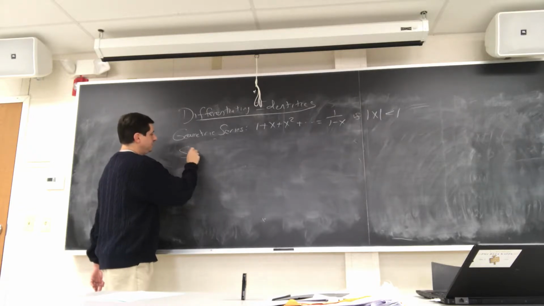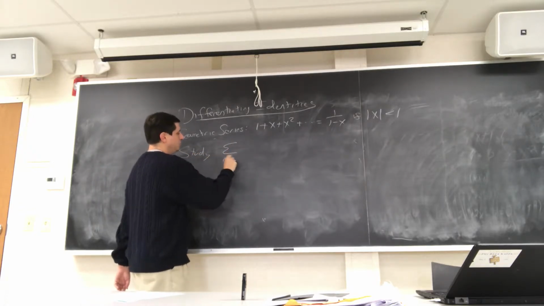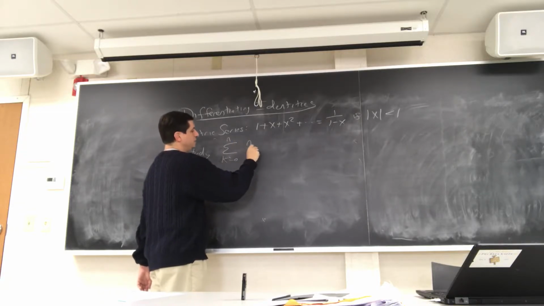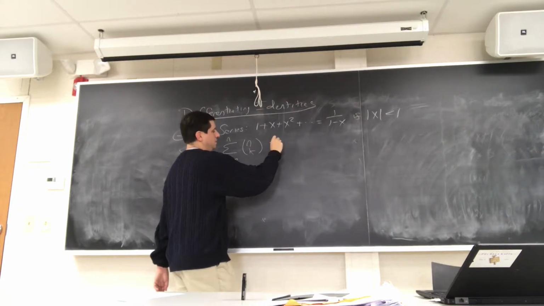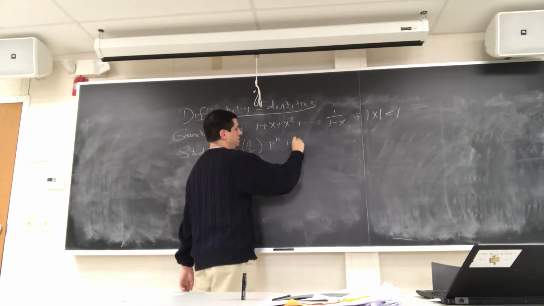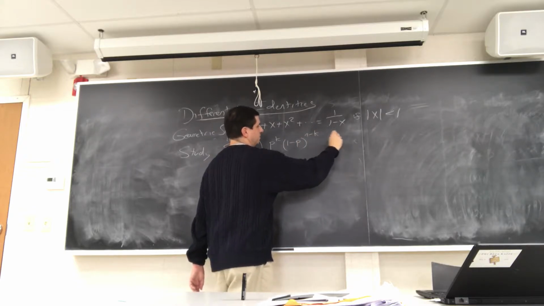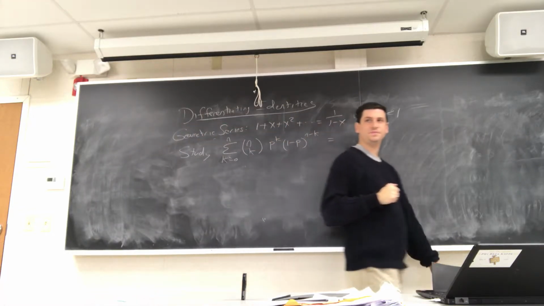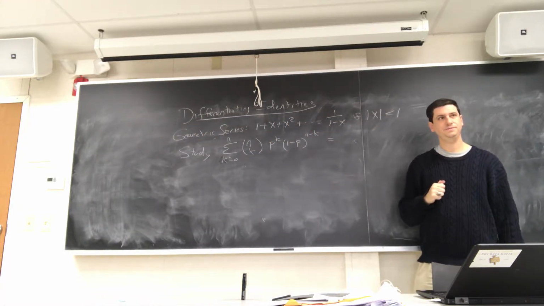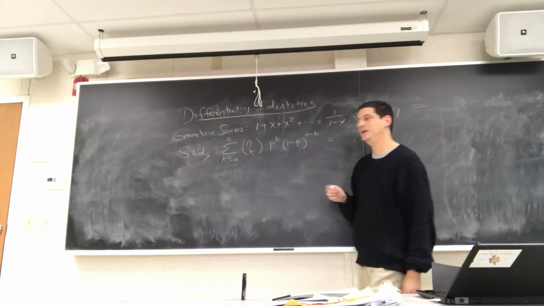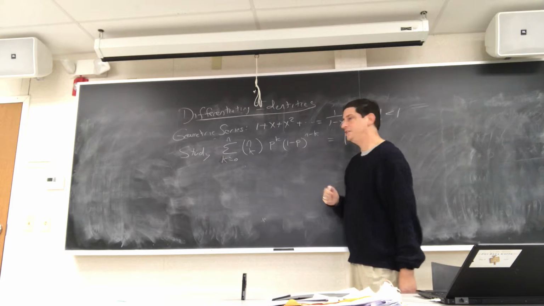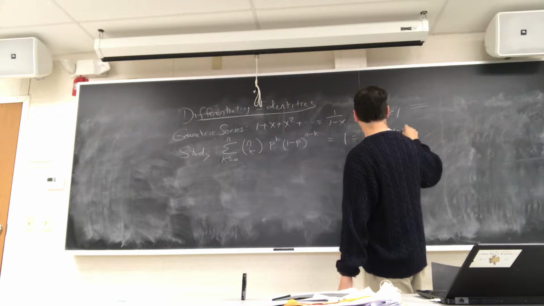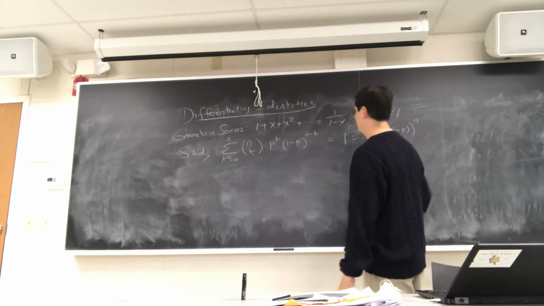So you want to study the sum, k goes from 0 to n of n choose k, p to the k, 1 minus p to the n minus k. What does this equal? Yes. 1. This is the binomial theorem. This is just equal to p plus 1 minus p to the n.